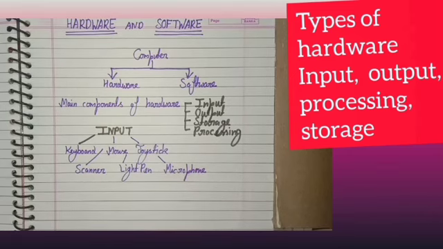So there are different types of input devices and each type of device is doing its specific type of work. Keyboard, mouse, joystick, scanner, light pen, microphone, there are hundreds of input devices which we can attach to our computer system. And now let's talk about output devices.